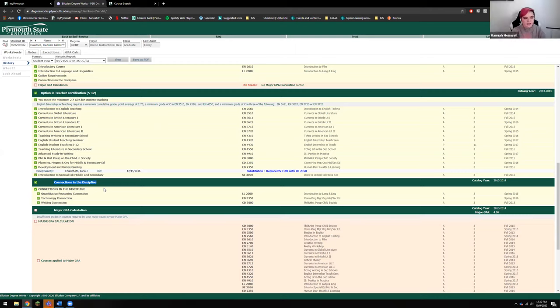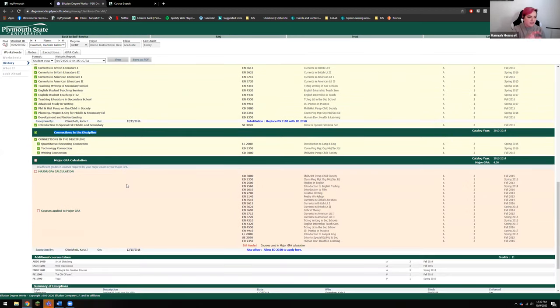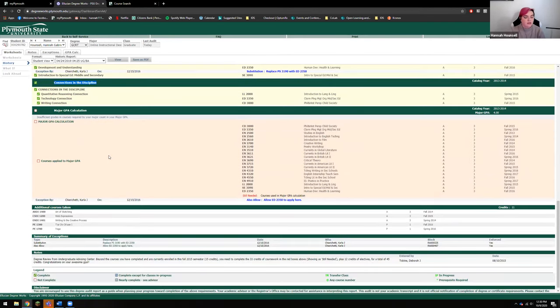Awesome. Yeah, that's another restriction of my years-old DegreeWorks right now, but NCAP is a new requirement. It'll be in the connections of the discipline part. The major GPA calculation puts together all the classes that are part of your major, and it calculates the major GPA.